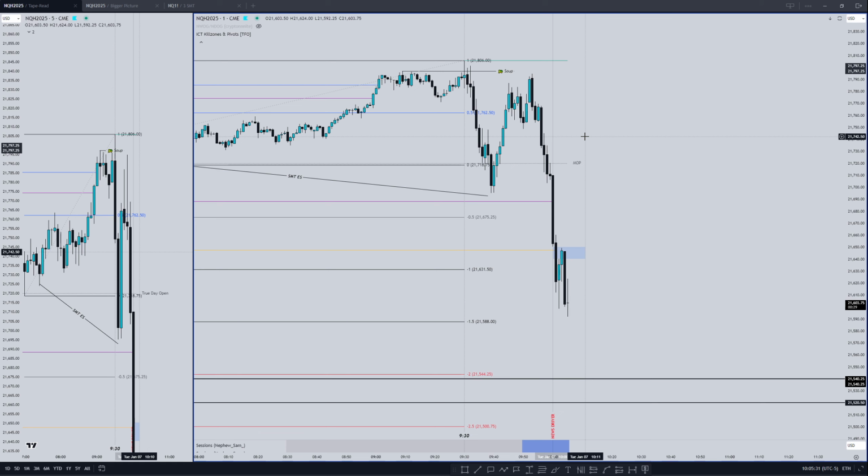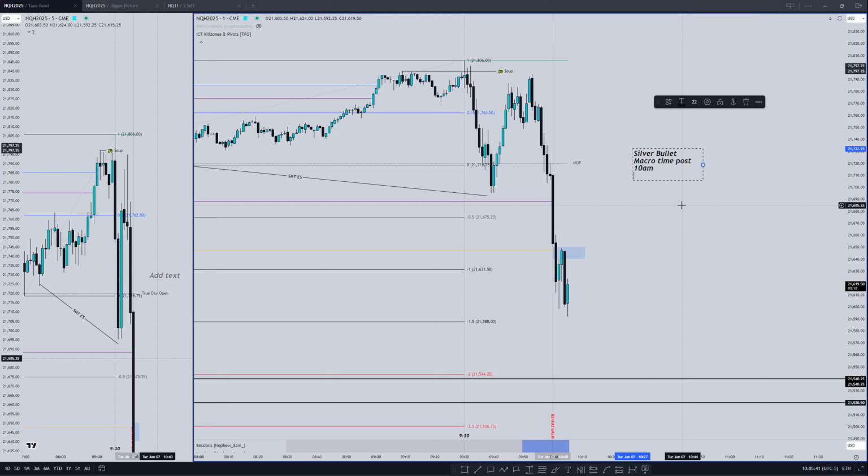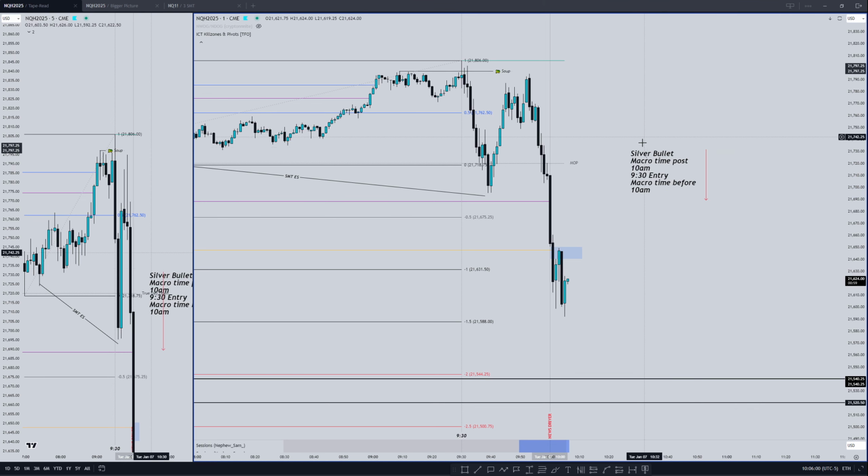So I would say if you're going to trade before the 10 a.m. news, you have a probability of entries. Typically silver bullet's going to be the easiest. Then you're going to have macro time post 10 a.m. Then you're going to probably have 9:30 as an entry. And then you have macro time before 10 a.m. So in terms of easiest to hardest, it's going down the list. So depending on, I guess, avoid.